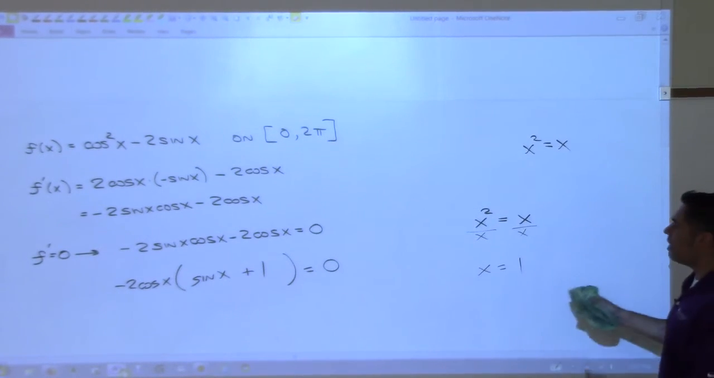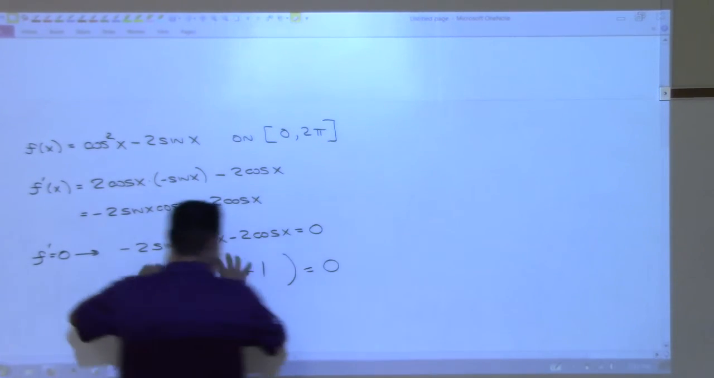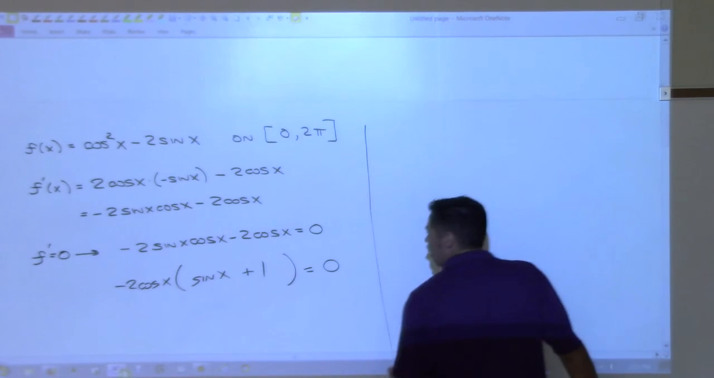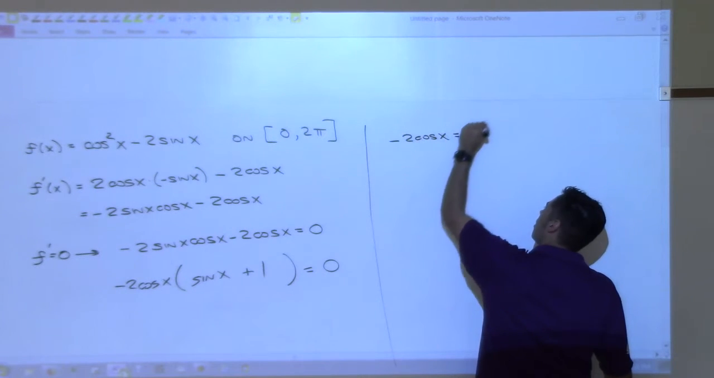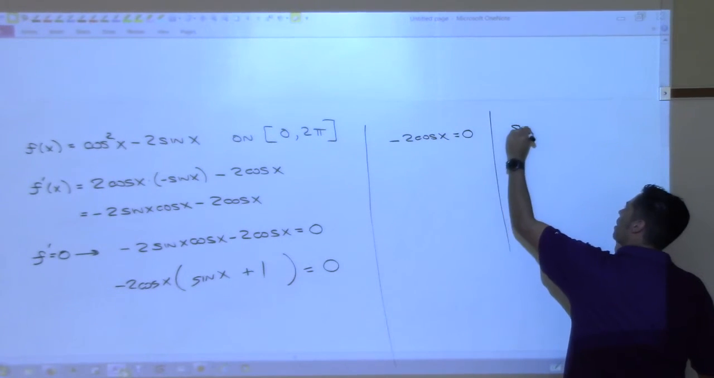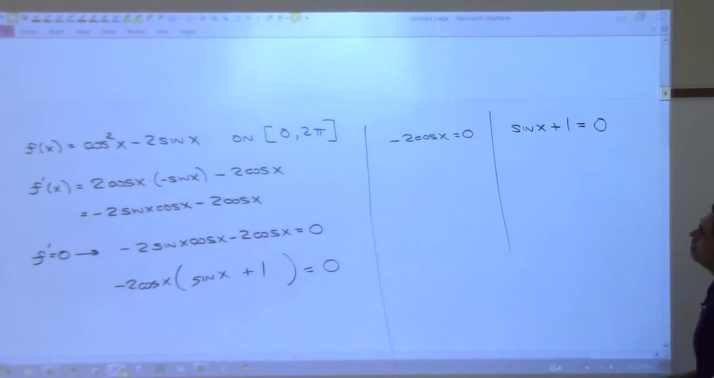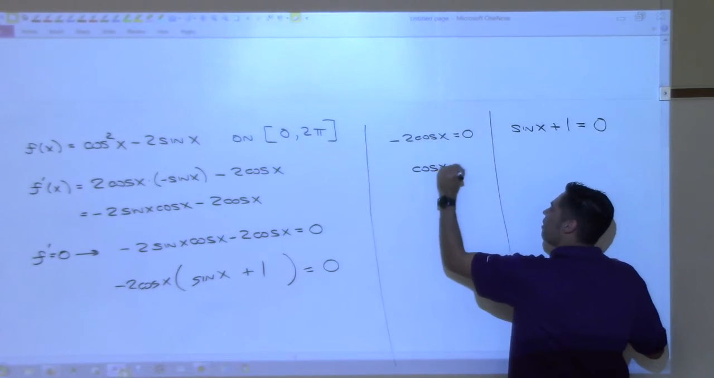So now, this is just like when you factor a quadratic, right? When you factor a quadratic, you have these two factors, you set them both equal to 0. So now, I'm going to take negative 2 cosine x, set it to 0, and then I'm going to take the other factor and set it equal to 0. The first equation, I just divide both sides by negative 2, I get cosine x equals 0.